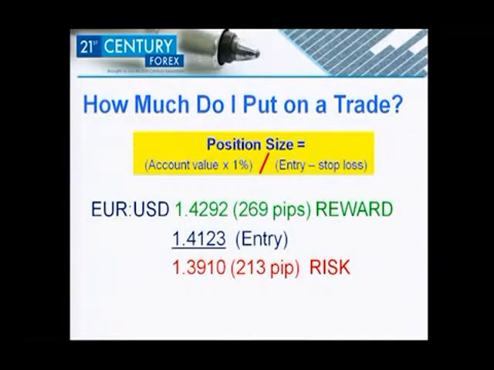You'll have your position size, which will equal your account value. Right, so if your account value is $10,000, you times that by the risk, which is 1%. And then the next side, we're going to divide the entry minus the stop loss. So for example, let's have a look at the euro at $1.42. That's the entry price in the centre, and then the risk. Now, if I minus these two, obviously that will give me the total pips of how much money I'm going to make. So in this example, 269 is a reward. Now my risk on this one is 213 pips.